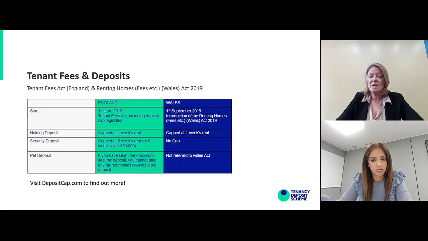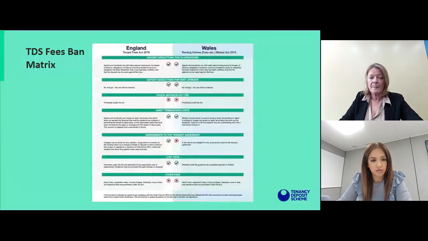And the security deposit is capped at 5 weeks' rent in England, 6 weeks if the rental is over £50,000 per annum. It's no longer possible to take a pet deposit. So if you have already taken the 5-week maximum, then you will not be able to take any further monies towards a pet deposit. We do have a deposit calculator on our platform, website. So do please visit depositcap.com to find out more on that in that respect.